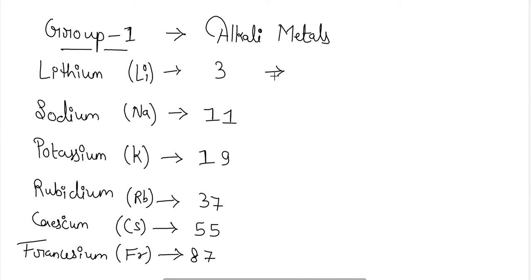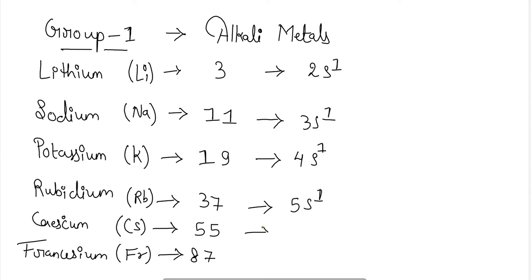If we talk about the valence shell configuration here, it will be 2s1, 3s1, 4s1, 5s1, 6s1 and 7s1. All these elements have one electron in their outermost subshell, and you can see how the shell changes from second to seventh. So the elements vary from the second period to the seventh period here.